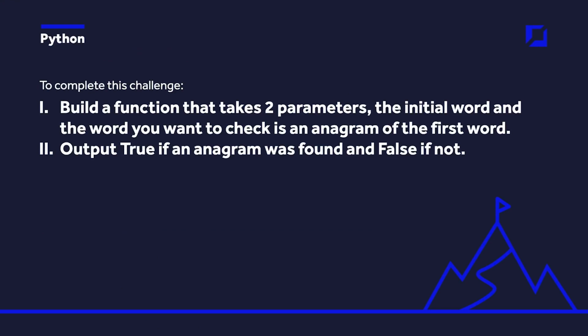Okay, so I'd say that we've comfortably built a function that takes two parameters, the initial word and the word, and checks them for an anagram and outputs true or false. So I think the first challenge has been completed. And again, there's many ways for us to do that. And it'd be interesting to see how you've done it.